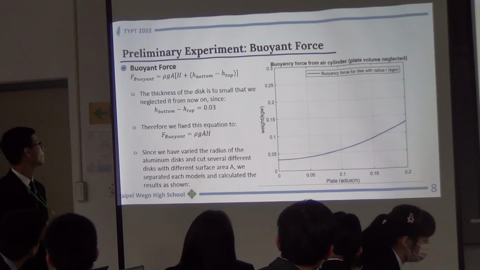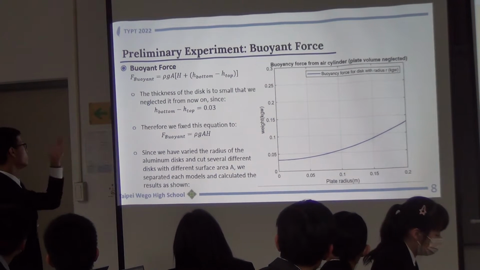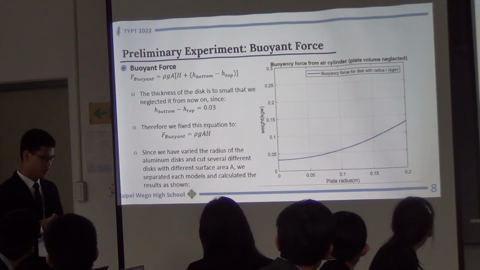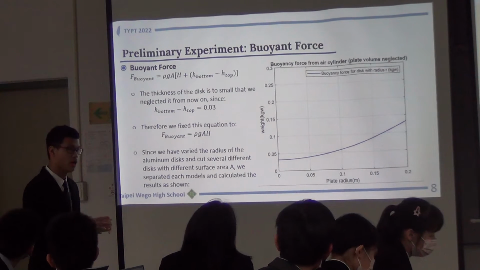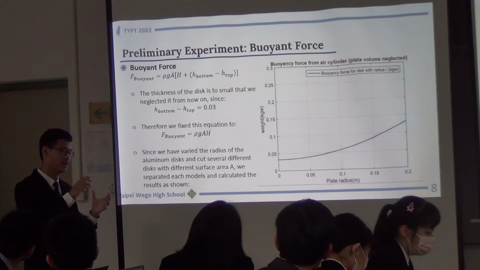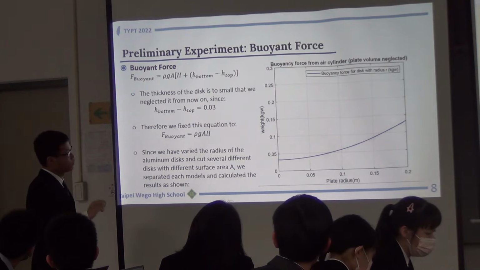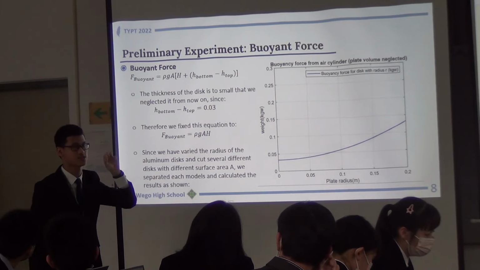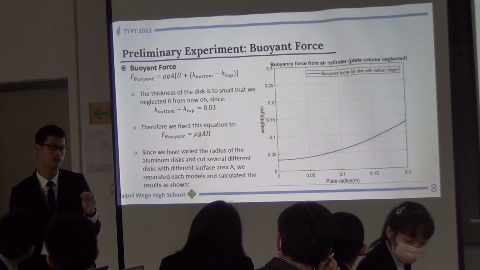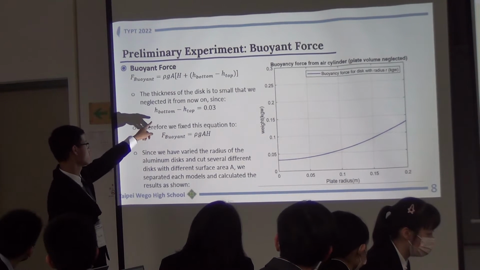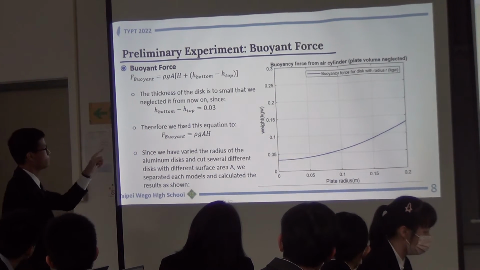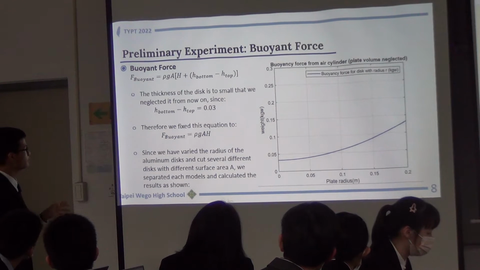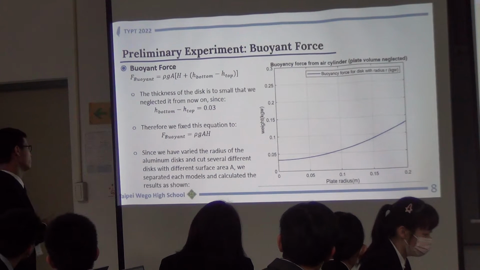Let's talk about the buoyant force. The buoyant force formula, as we all know, is related to the displacement of water, and it's related to the area of the plate and the water and air column on top. So the water displacement should be the air column height plus the thickness of the plate. However, the thickness of the plate, which is just h bottom minus h top, is only approximately 0.03 centimeters. Compared to the air column, it's significantly small, so we can exclude it from the experiment.